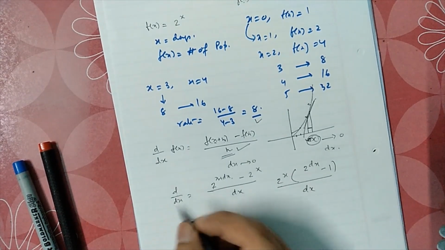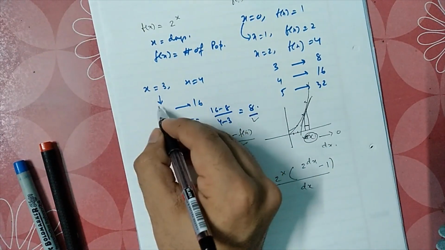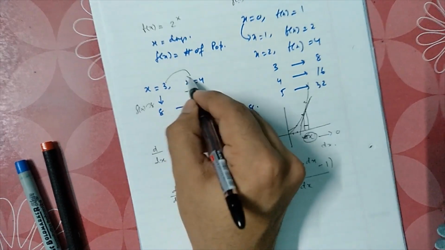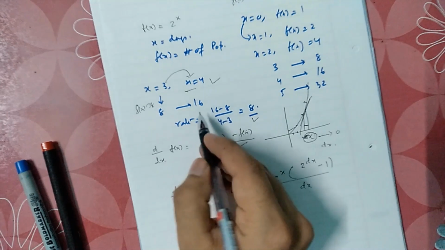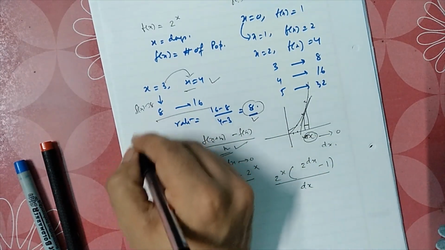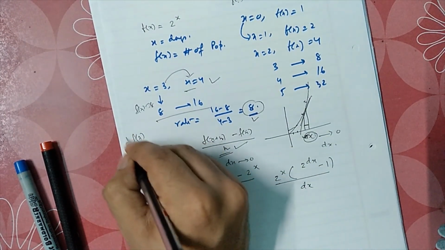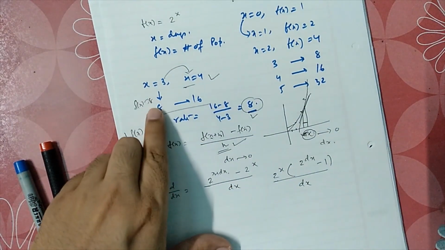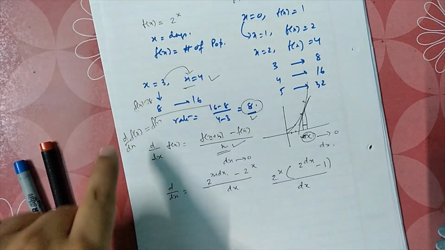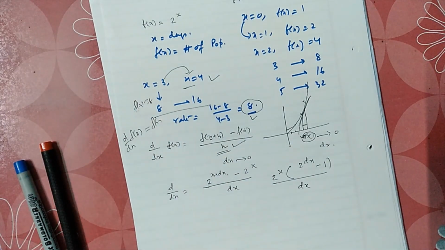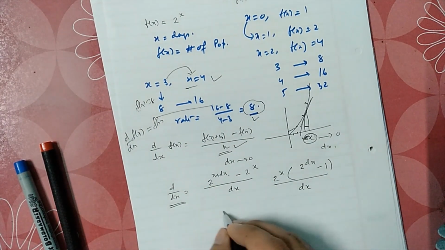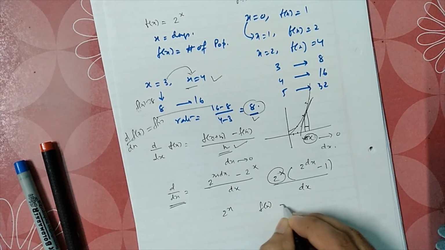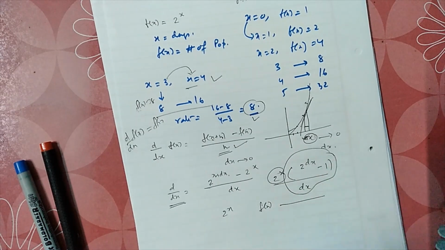Now here x is equal to 3, then f(x) is equal to 8. Then when the day changes by 1, x is equal to 4, the change is 8. That means the change of f(x) was f(x) itself. That means the rate of change of f(x) was f(x) itself, but it was actually not. So what is the rate? 2 to the power x, this one. So 2 to the power x is nothing but f(x), and we have this part multiplied by this.